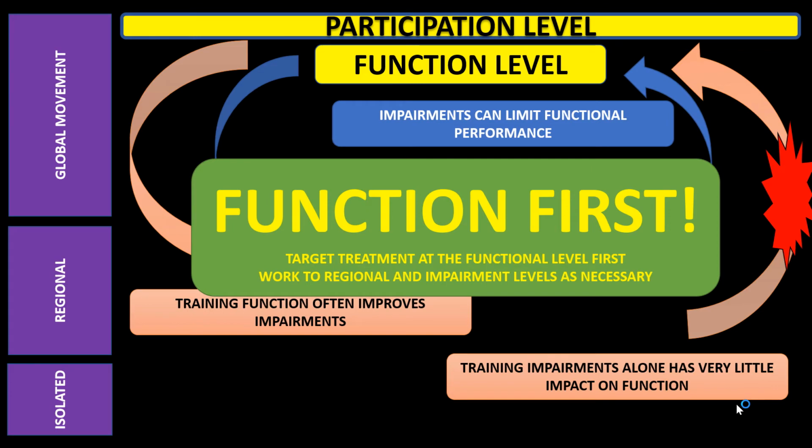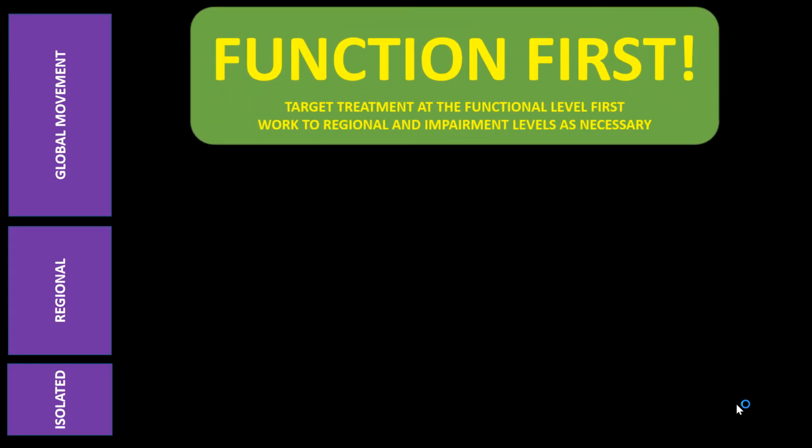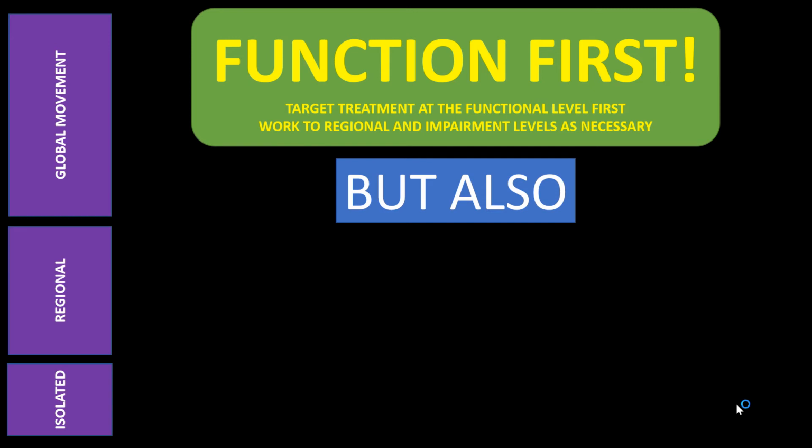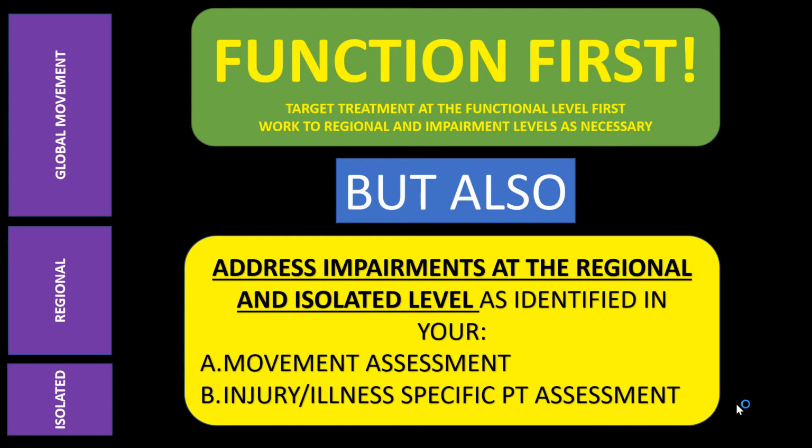So, to show what this actually looks like, if we think about the different types of movement from global to regional to isolated, we do think about targeting our exercise selection at the global level first. And in my exercise selection process, I'm always thinking about the function first and the global movement first, but also identifying the fact that there are going to be some impairments that need to be addressed in many situations. So we would address the impairments at the regional or isolated level as identified in any sort of movement assessment that you're doing, and usually this is simply the movement assessment of the global movement.